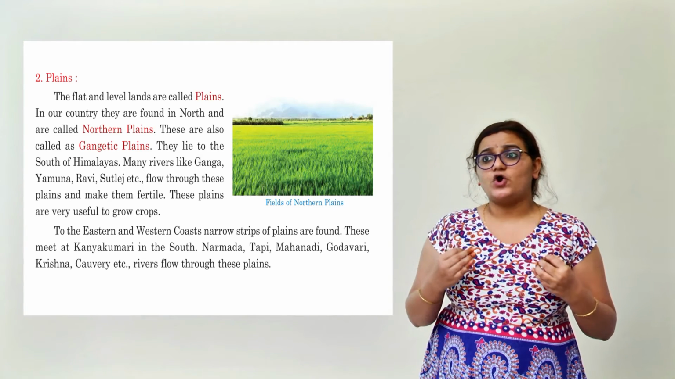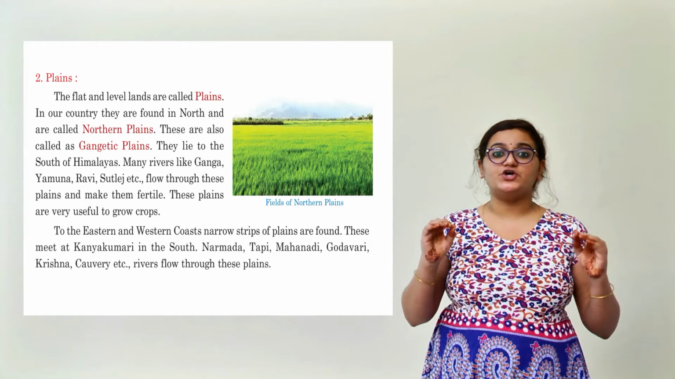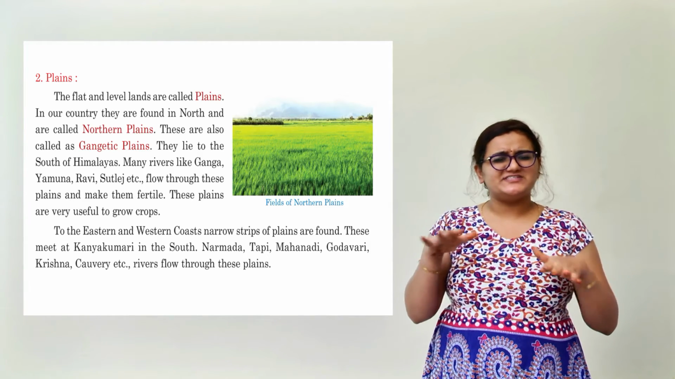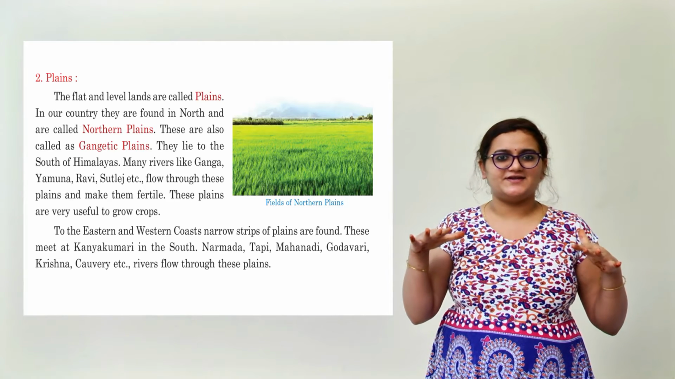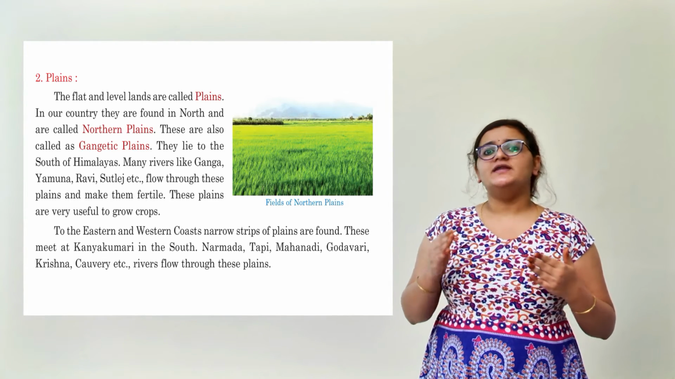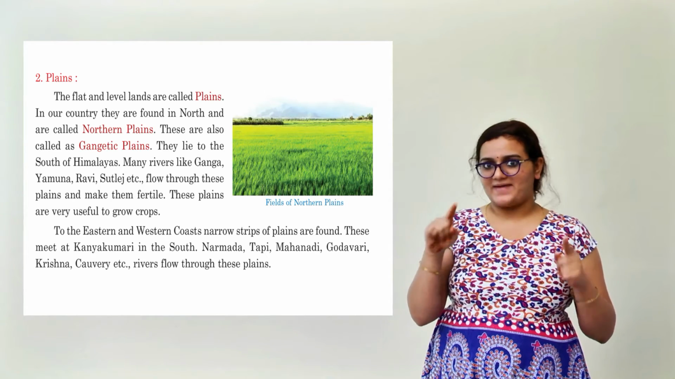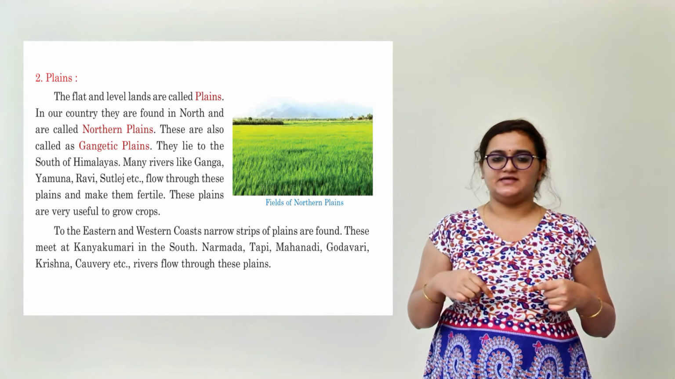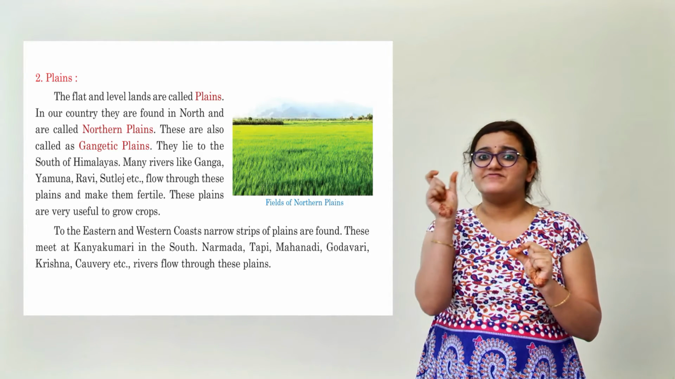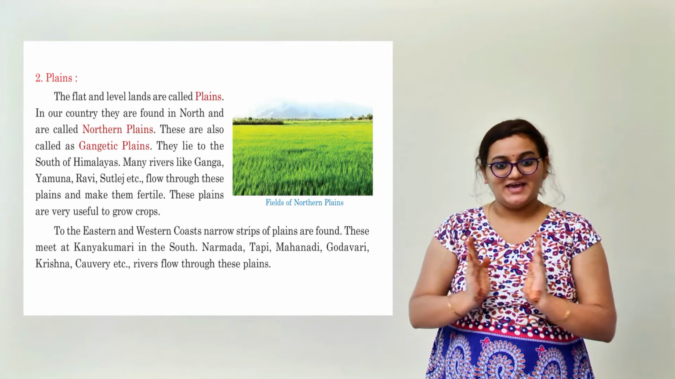Now, because the land is so fertile, we can grow many crops here. You can see the picture. You see the plain is so green, right? Because so many crops are grown here. Now, other than the northern plains, if you carefully see the map on the first page of your lesson, they are present in the eastern and the western coast, along the coast of our country, right?